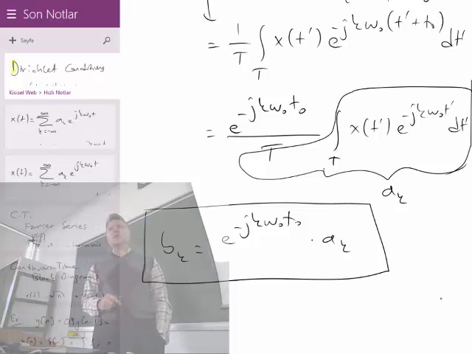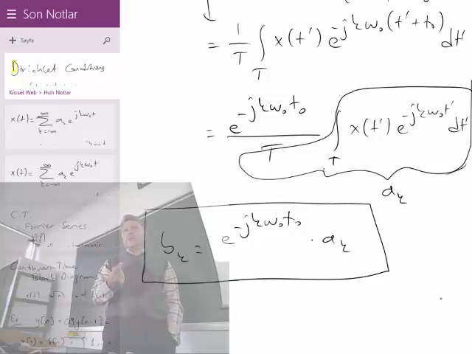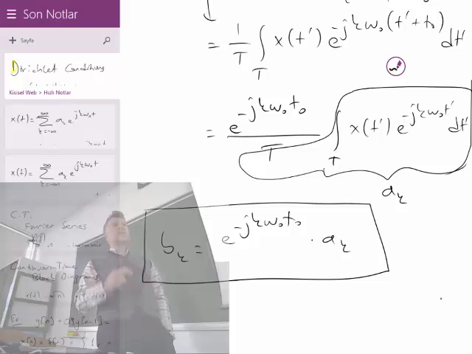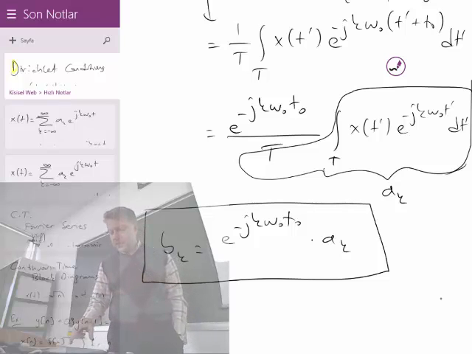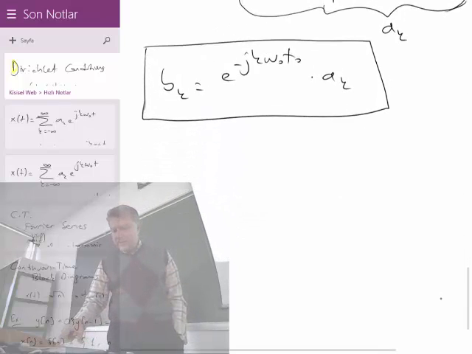For instance, if k is equal to 0, what does it say? It says that b0 is equal to e to the 0 times a0, and e to the 0 is 1. So, quite clearly, the DC coefficient doesn't change by shifting. But the first coefficient, b1, will be shifted. And this scale, e to the minus jk omega 0 t0, depends on t0. It depends on the amount of shift as well as what index it corresponds to, what frequency it corresponds to. So this is the shifting property. We will see other properties too.